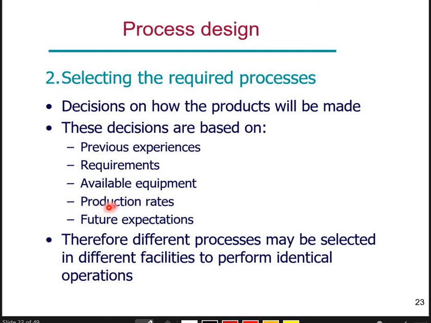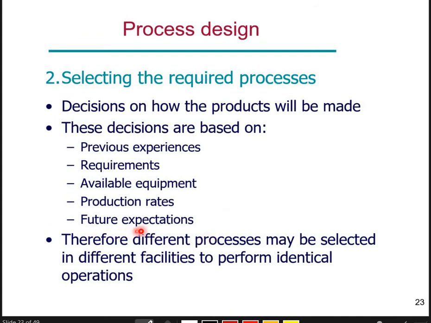Also, it depends on the production rates. For example, if you will be producing large quantities of a product, then you may decide to use highly automated machines together with industrial robots. But if you will produce only a few products per year, you just need a very conventional, not automated, manually operated machine. So depending on your production rates, you decide on what type of processes and what kind of machinery or equipment you need.